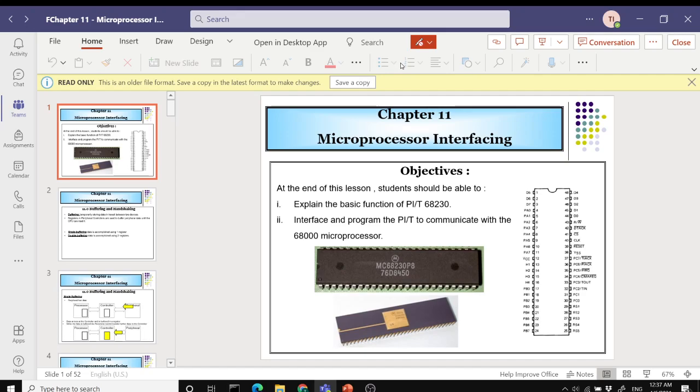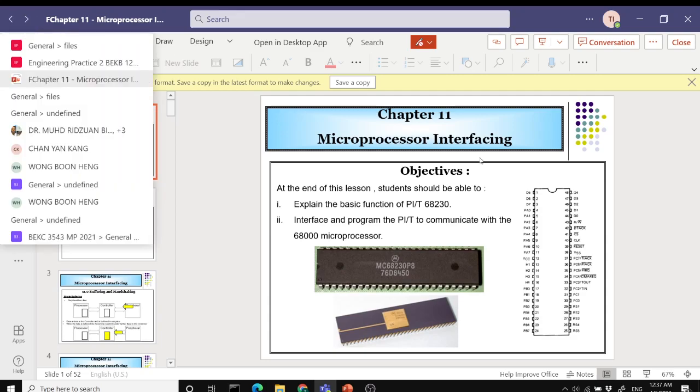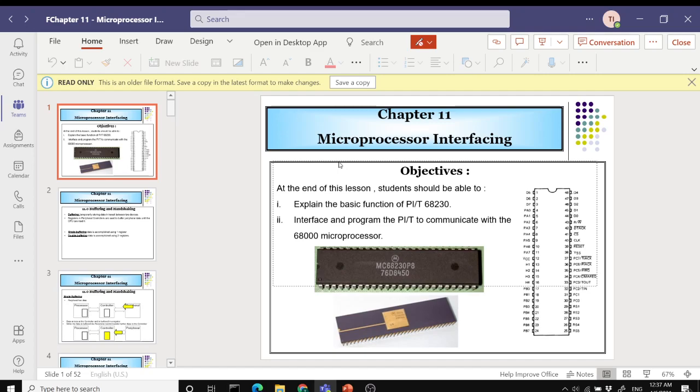So today we're going to continue what we have left from last week, and today basically we're going to cover two parts. The first part will be on interfacing your 68K with your parallel interface and timer, and the second part of this lesson we're going to look at the microprocessor execution time, in which you're going to see how to calculate the execution times of a certain command or certain codes that is in your program. So without further ado, let's go into the first part of this lesson.